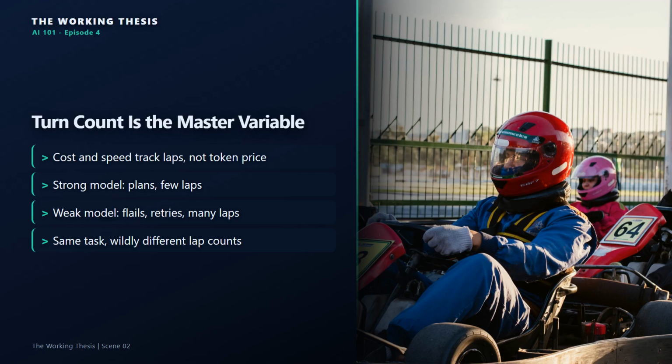A weaker model, on the other hand, flails. It guesses incorrectly. It edits the wrong file, sees a new error, gets confused, rereads the entire directory, and tries again. It might take 18 laps to achieve the exact same result. That difference in laps changes everything. You are paying for the execution time of 18 tool calls instead of 3. But more importantly, you're paying a massive hidden tax on the context window.